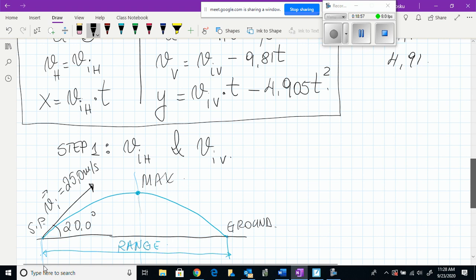Okay, so the very first step is let's find the components and build the equations of the projectile motion. So we have a vector with magnitude 25 meters per second making a 20-degree angle with the horizontal. From the tip of the vector, we construct the right angle triangle. Whatever is on the horizontal will be the horizontal component of the initial velocity, and whatever is on the vertical will be the vertical component of the initial velocity.